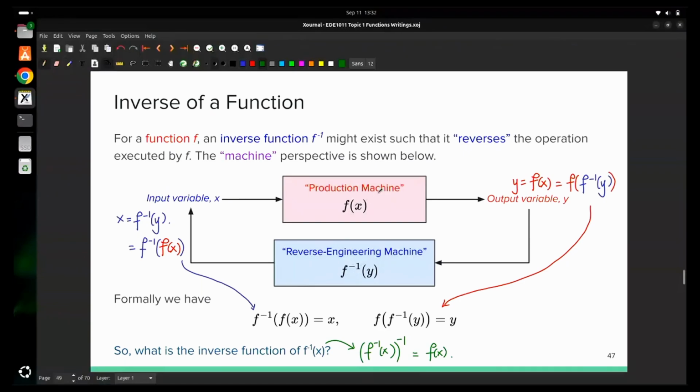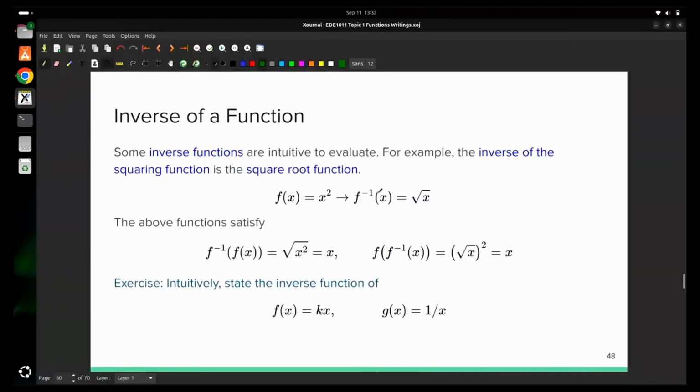So this is just kind of consolidating your understanding of what is really the inverse function. There are some inverse functions that are intuitive to evaluate. For example, if you have the squaring function, then the inverse function must be the square root function. There's no way around that. If you square some input, then the inverse function must reverse the squaring process. But inverse squaring process means square rooting process. So square and square root are inverses of each other. Very simple. So this is by intuition.